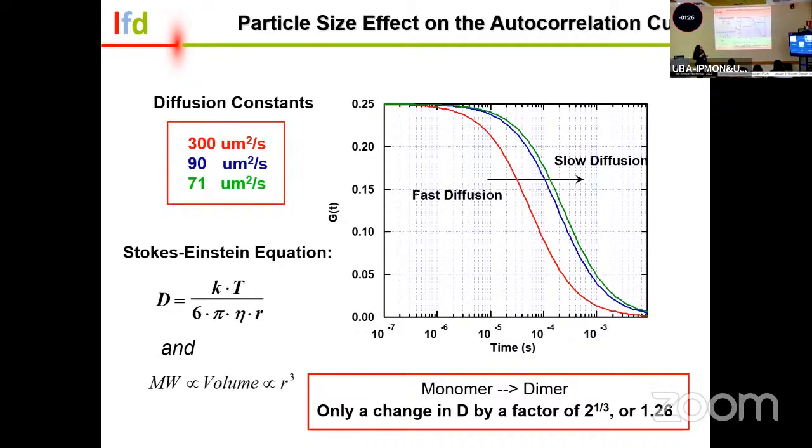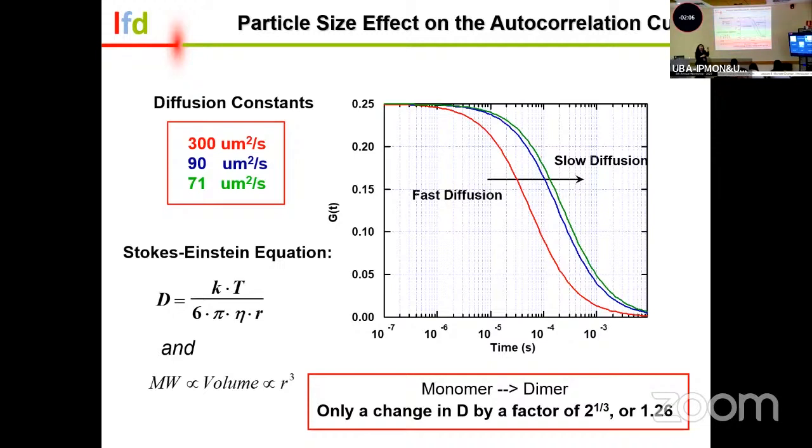But when you have very small differences in diffusion, so now we do 70 micrometers squared per second, you see that the curve is not very far away from the blue. The green and blue are very close together. So what this means is that if the molecule dimerizes, the autocorrelation function will shift only very slightly. Between a monomer and a dimer, the change in diffusion is only a factor of 2 to the 1/3, or 1.26 decrease in diffusion.